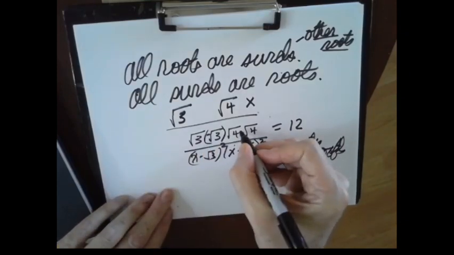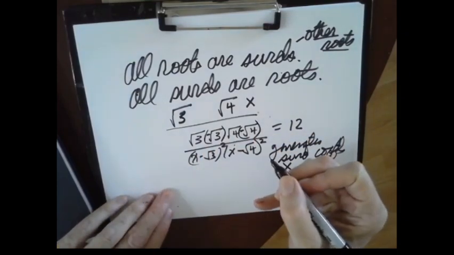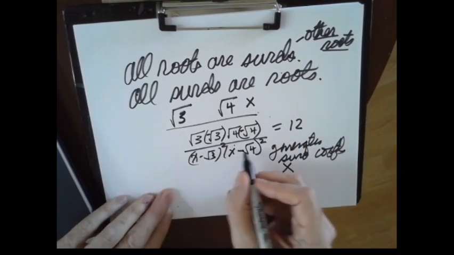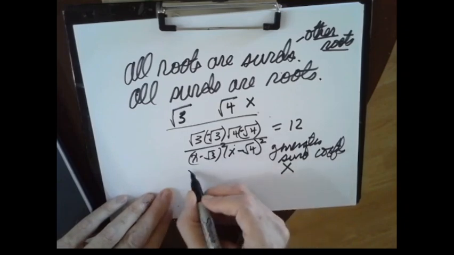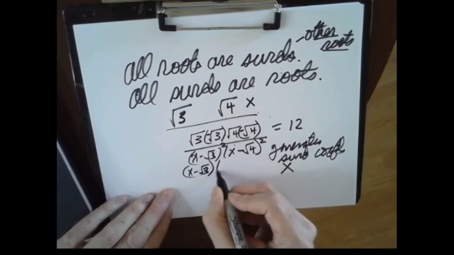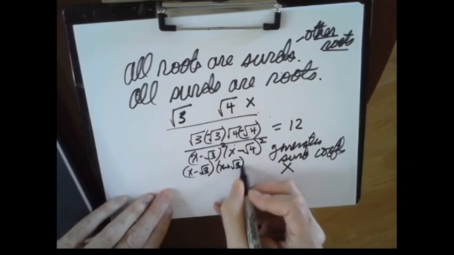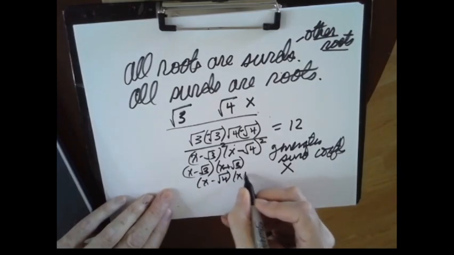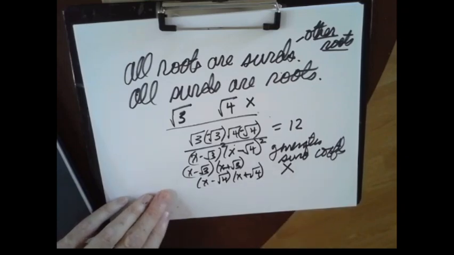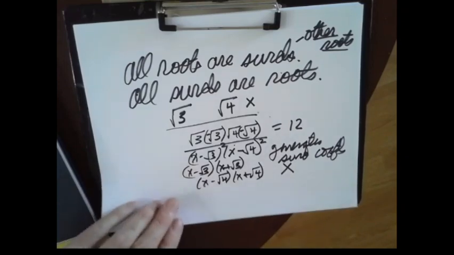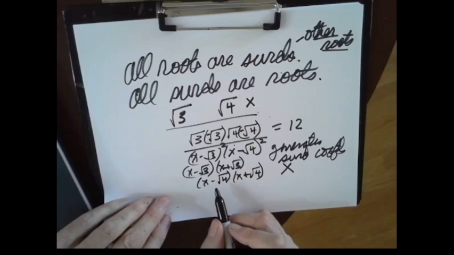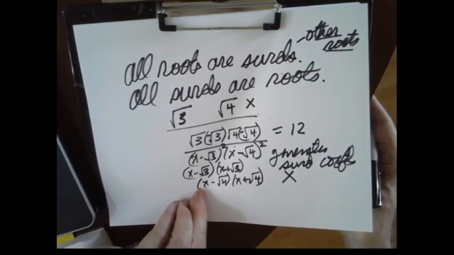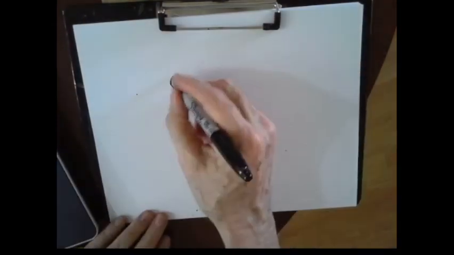I'd have to do something like that, in which case I still get 12, and now I get x minus the square root of 3, x plus the square root of 3, x minus the square root of 4, x plus the square root of 4, and I think that works. All the coefficients are there. So I can take surds.